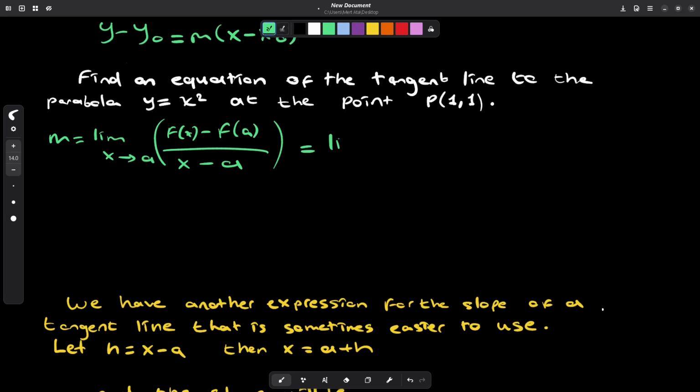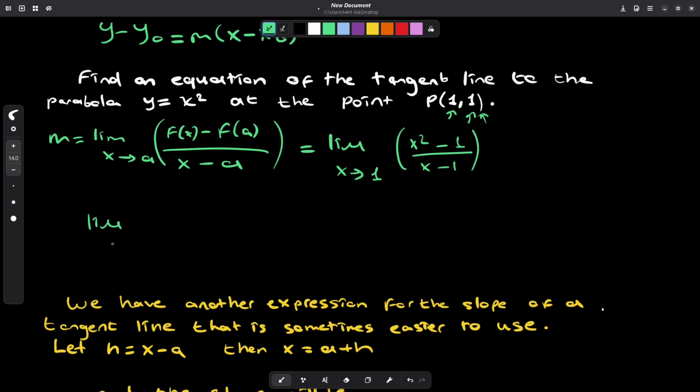And now, x approaches what? What is my a? My a is coming from here, right? This is my a and this is my f(a). So my a is 1. f(x) is x squared minus, what is my f(a)? My f(a) is coming from here, as we said, 1, over x minus 1.